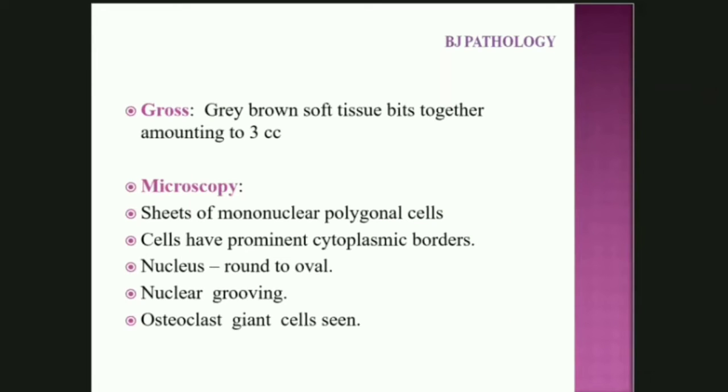And microscopy was, which Dr. Pankaj said, marrow elements. They are actually sheets of mononuclear polygonal cells, having a very prominent cytoplasmic border. Nucleus being oval to round and having nuclear grooving. This grooving is again a characteristic finding, and along with these polygonal cells, we saw even the osteoclast giant cells which were scattered.